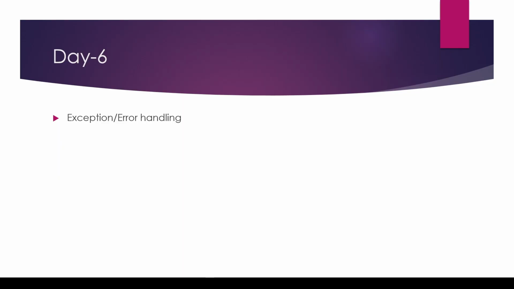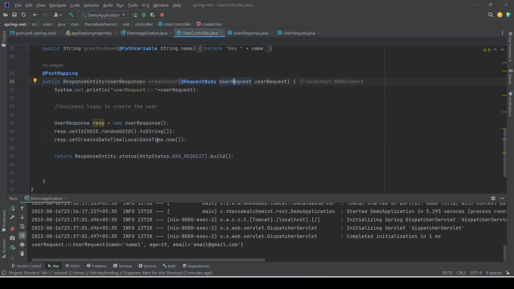Hi everyone, welcome again. In this video, we are going to see how to handle exceptions and how to report those exceptions in the API. So let's get started. In the last video, we had a quick look at how to use response entity, and we saw we can actually use status method to return a custom status. So in this case, for example, we are returning the bad request status back to the client.